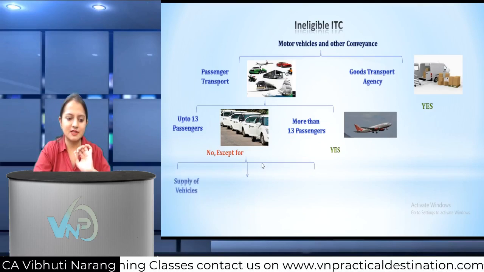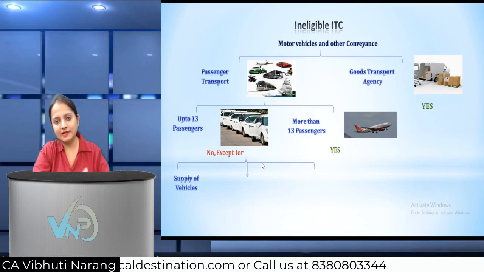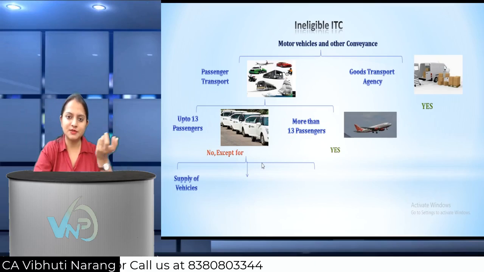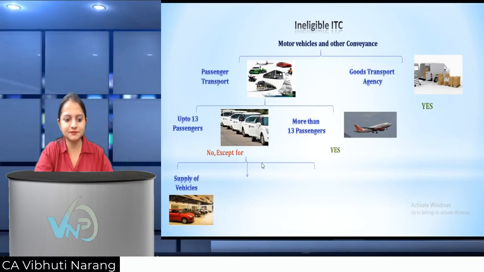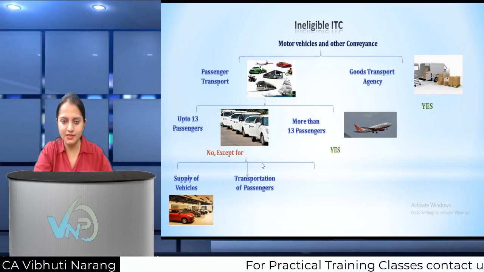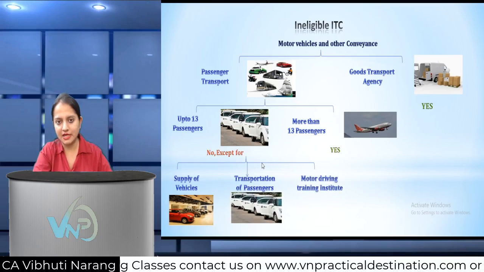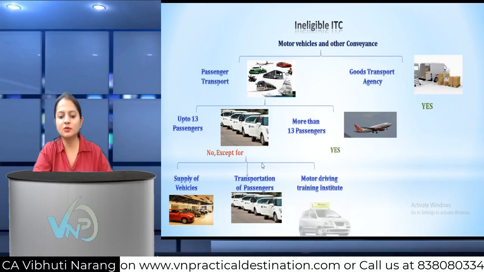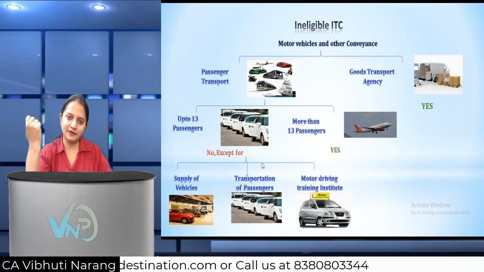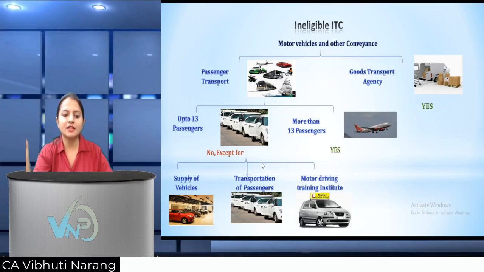These three services are of vehicles. Like if you are into supply of vehicles, you have a Maruti showroom and you are purchasing the vehicles for further sale of the vehicles, then ITC is available. The second is transportation of passengers like the Ola Uber services, then also ITC is available. And last is the motor driving training institute. So the person who trains for motor driving, or any other institute for motor driving training up to 13 passengers, then also your ITC is available.